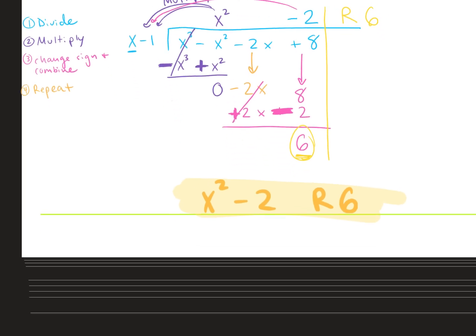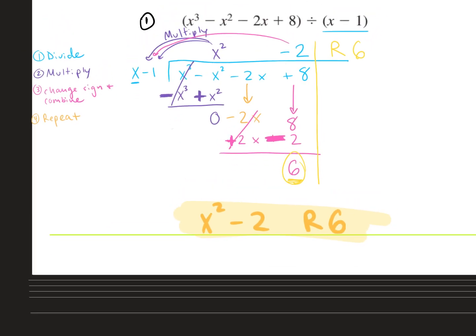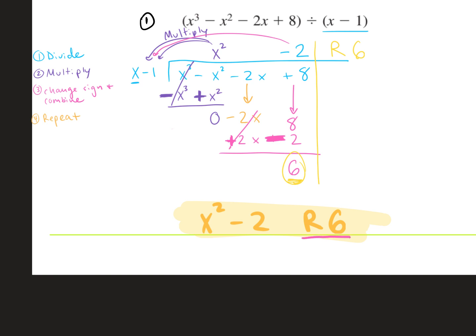Now the answer can also be written a little bit differently. You can write it as remainder 6, like R6, or it could be written as x squared minus 2, and then the remainder can be written as plus 6 over whatever we divided into it. So that would be x minus 1. So these are the same, they're different ways of writing the same remainder.